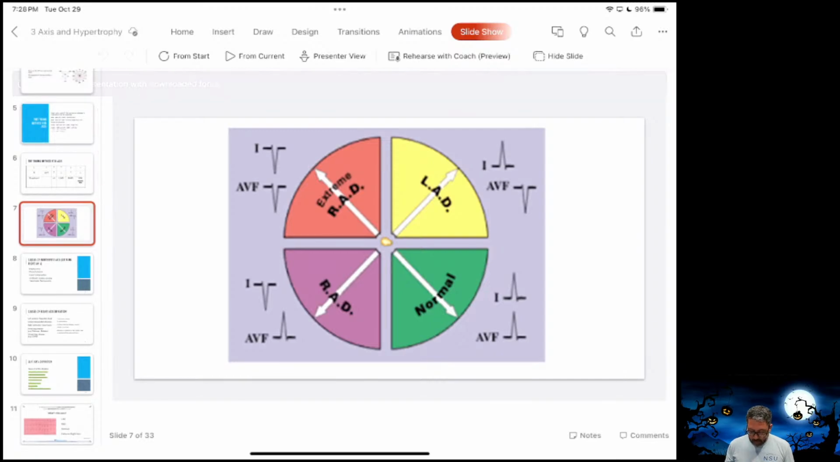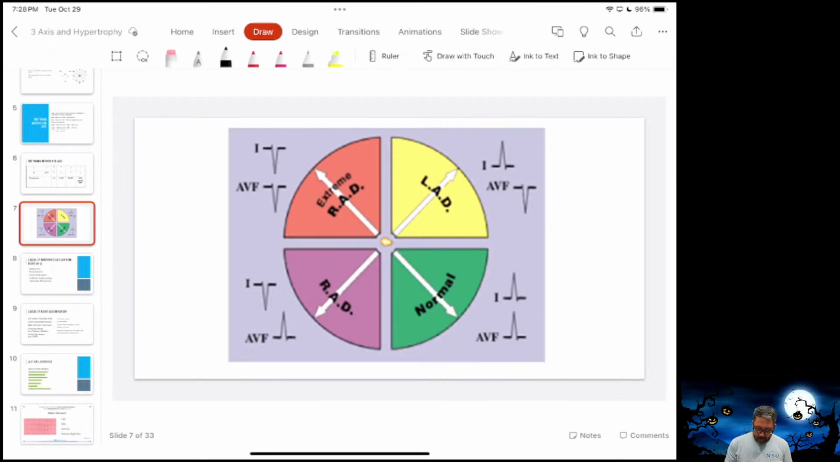Okay, a couple of things. Make sure you know this one. This is all you got to know as far as axis. Thumb up, thumb down. Which one do you fall into? That's all you got to know. Don't worry about degrees and all that stuff. Do your thumbs.